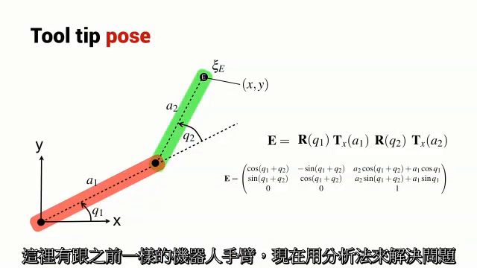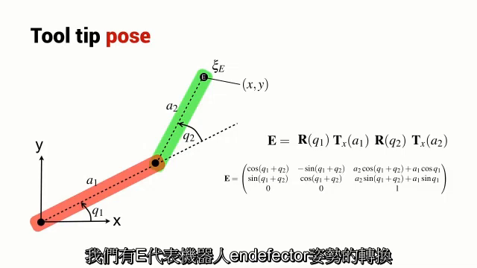Here we have the same two-link robot as we just looked at, but this time we're going to solve it using an analytical approach. That is, we're going to rely much more on algebra, particularly linear algebra, rather than geometry. We have an expression, E, which is the homogeneous transformation, which represents the pose of the robot's end effector.